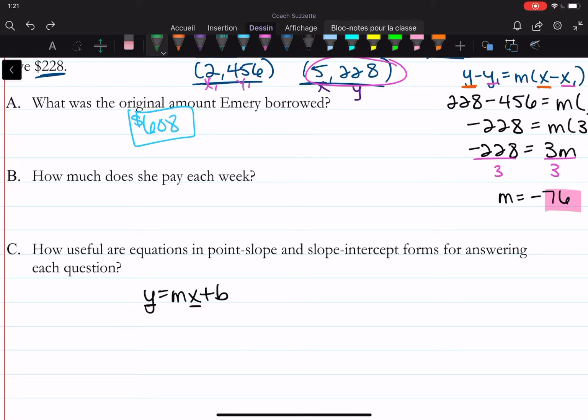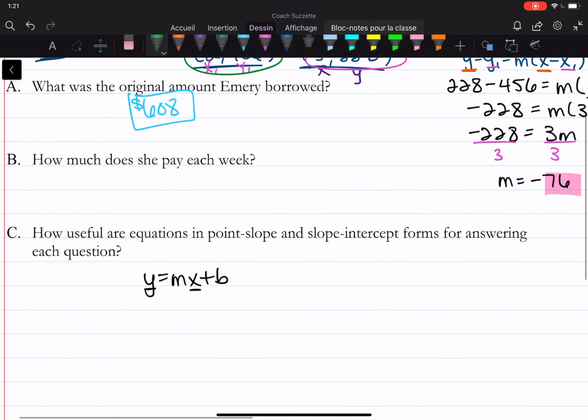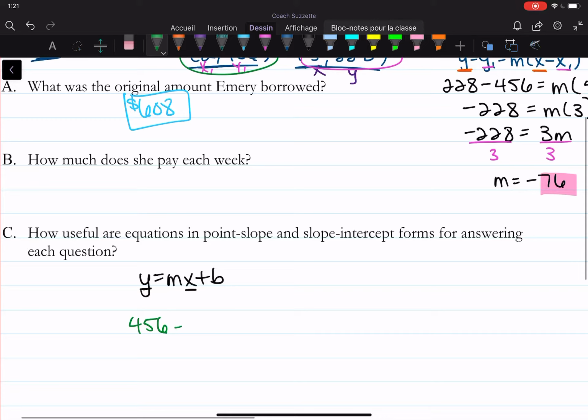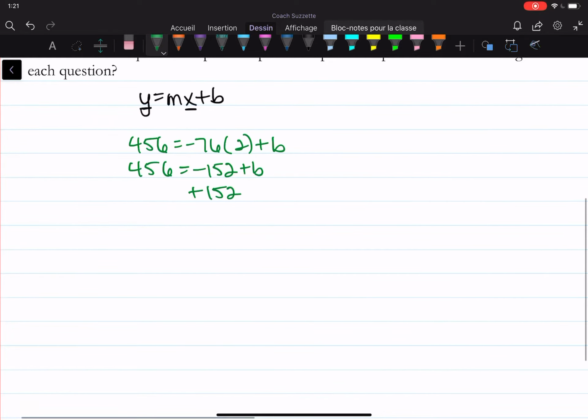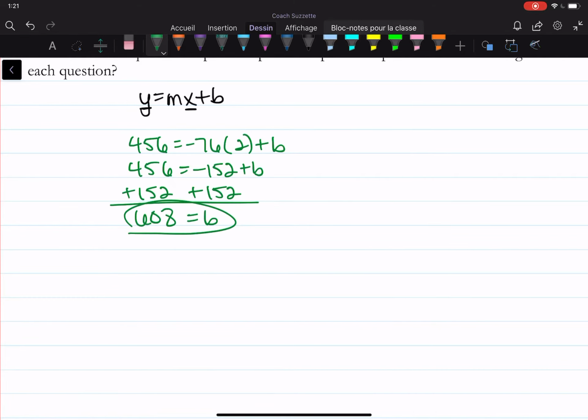So then, let's say we pick this point, we'd have 456 is equal to negative 76 times 2 plus b. Then bring down my 456, and negative 76 times 2 is negative 152 plus b, and I want to isolate b, so plus 152 on both sides. So then 456 plus 152 is 608. That's another way that we could have found the y-intercept.